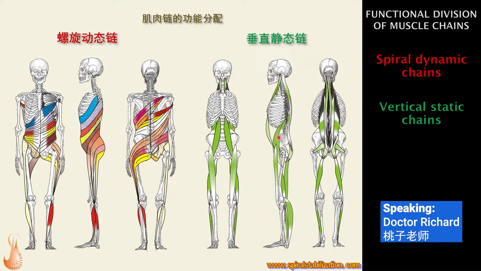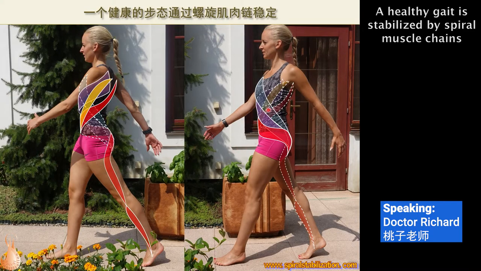We use these spiral chains during walking when we have a vertical axis and good extension of the arm to the back. These spiral muscle chains are the natural stabilization of healthy gait coordination. The most important is stability of the abdominal wall in front.